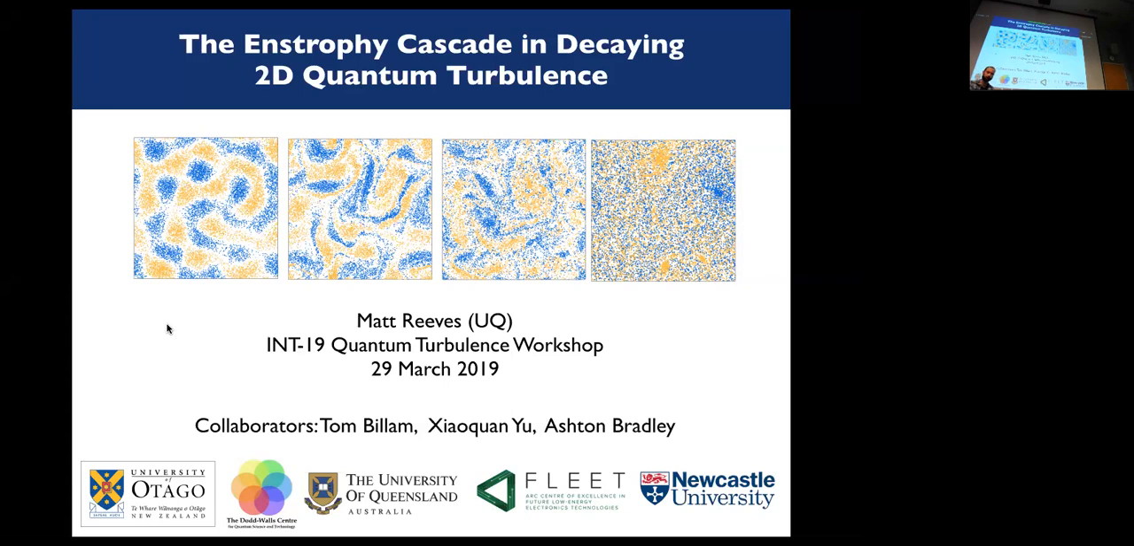Yeah, so this talk I'm going to give today is essentially about looking at how classical turbulence laws can emerge in the dynamics of quantum vortices in two dimensions, and specifically I'm going to be talking about the enstrophy cascade in decaying turbulence.